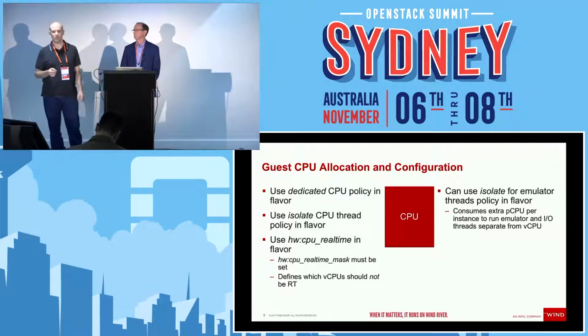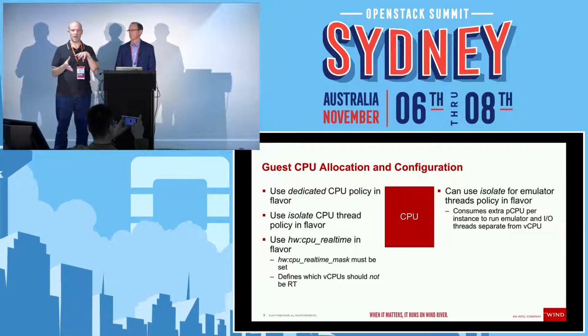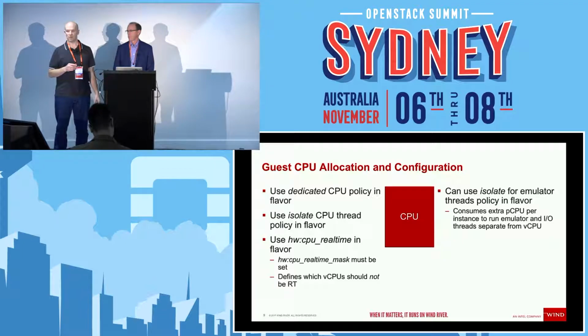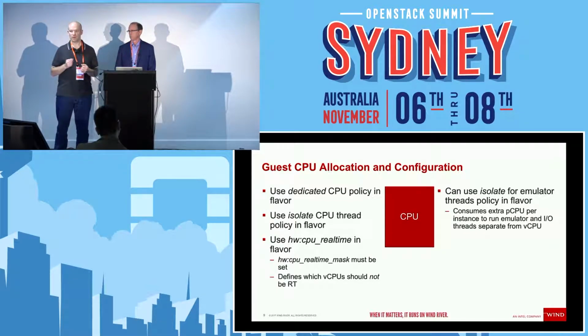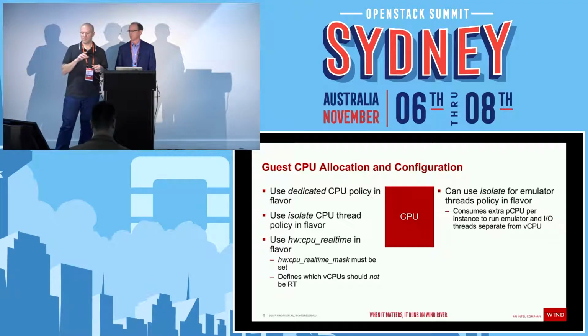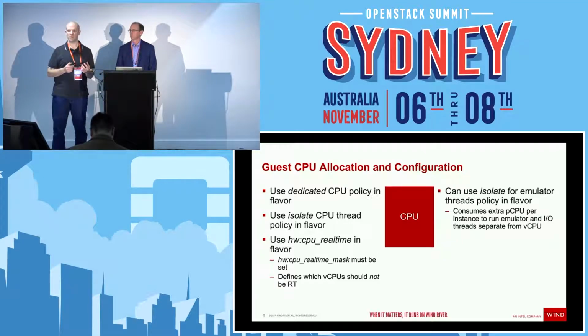So as a basic starting point, I would recommend that you are using dedicated CPUs. This will ensure that each guest vCPU is mapped one-to-one with the host pCPU. This will reduce the amount of overhead that the host scheduler has to do. It will also minimize the amount of disruption for your guest processes. Normally, we would recommend that you use the isolate CPU thread policy. This will ensure that if you have hyperthreading enabled on your host, it will only use one of the hyperthread siblings to run guest vCPUs.